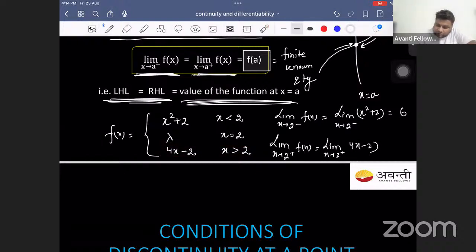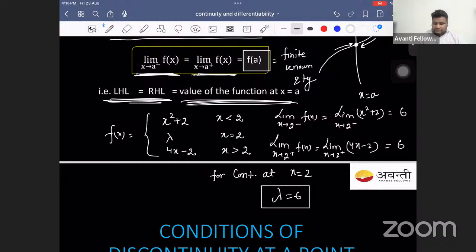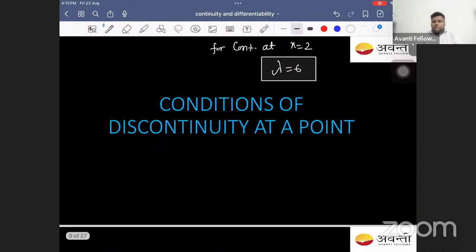4x minus 2 is 4 times 2 minus 2, which is 6. So for this function to be continuous, RHL is 6 and LHL is 6. For continuity at x equals 2, your lambda should also be 6. Got it? The value of lambda should also be 6.